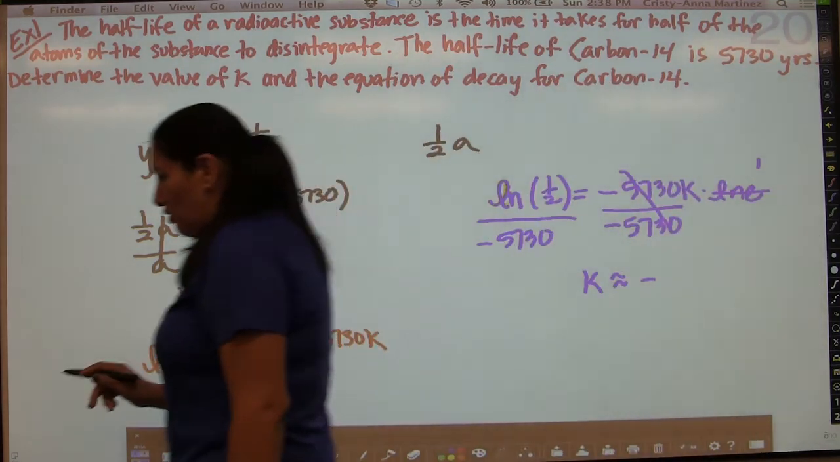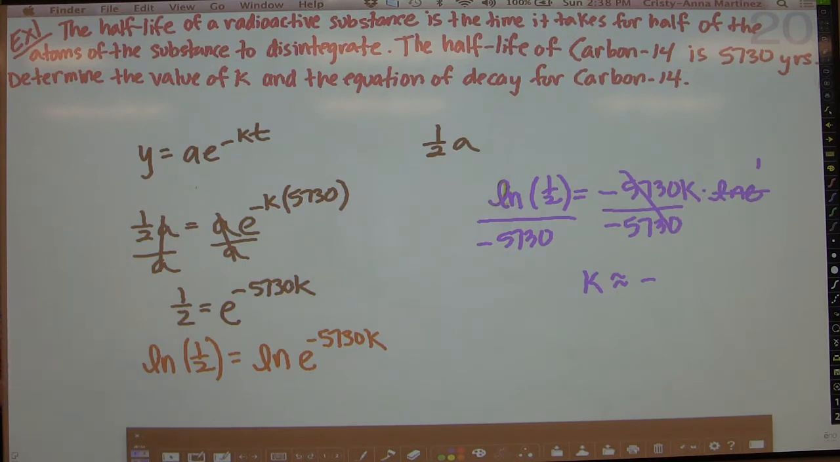And now we're going to figure out what that is. So I'm going to go to my calculator and do ln of 1/2, and then I'm going to divide that by negative 5,730, and I end up with a positive number. All right.